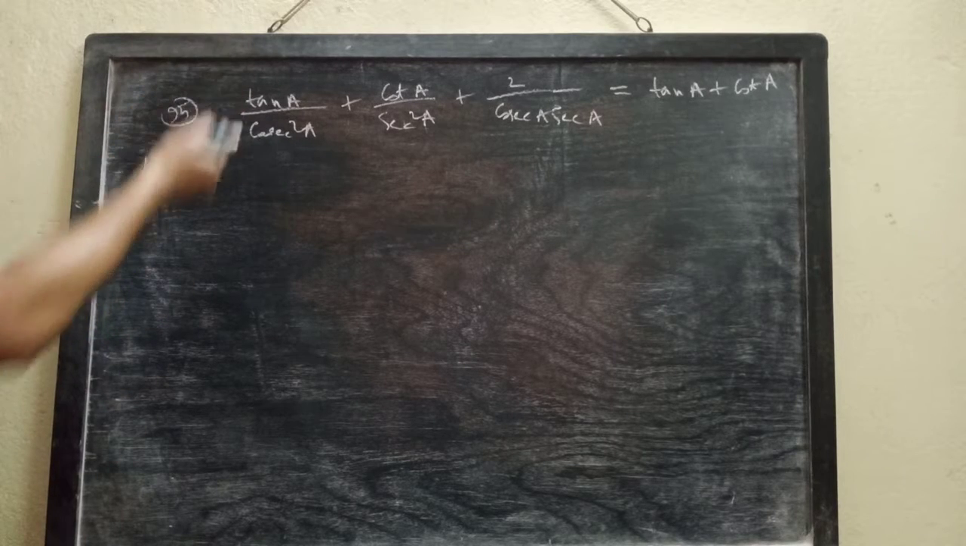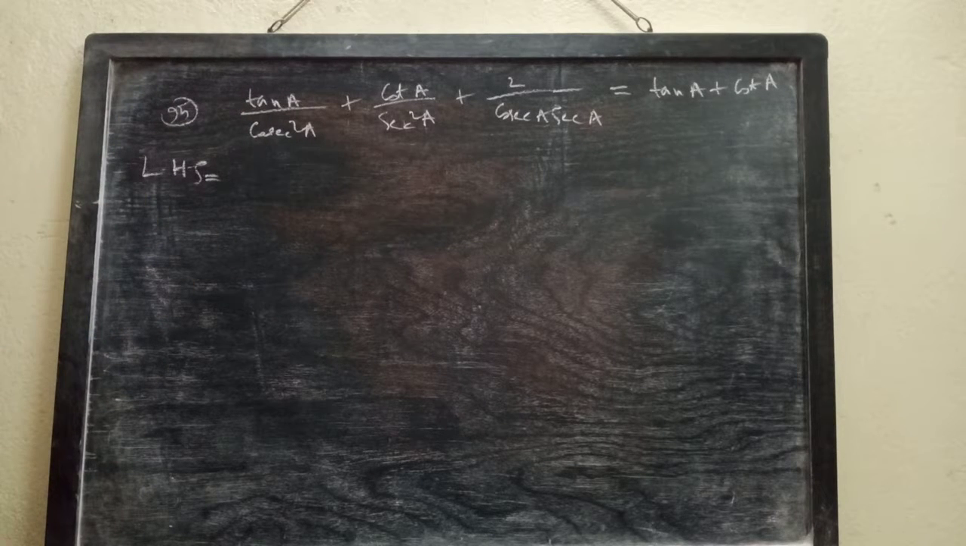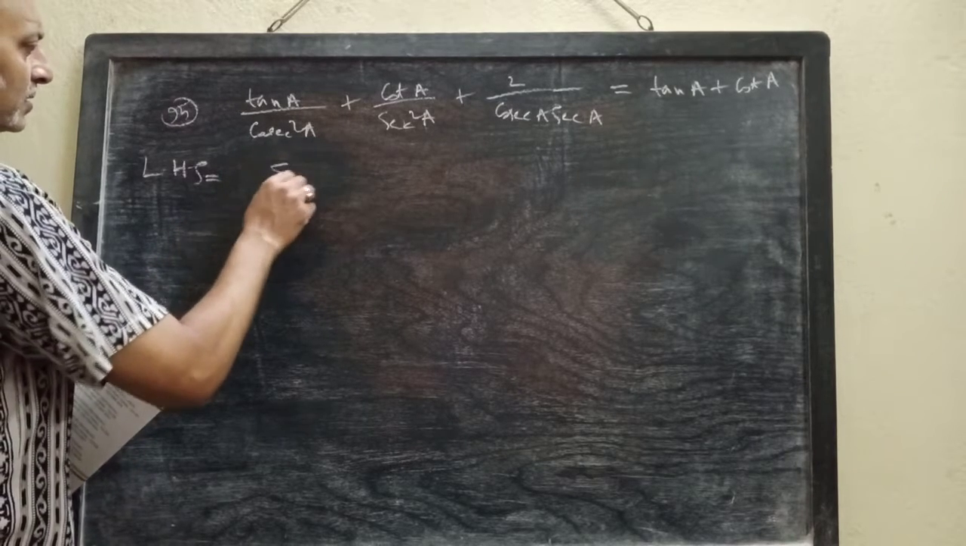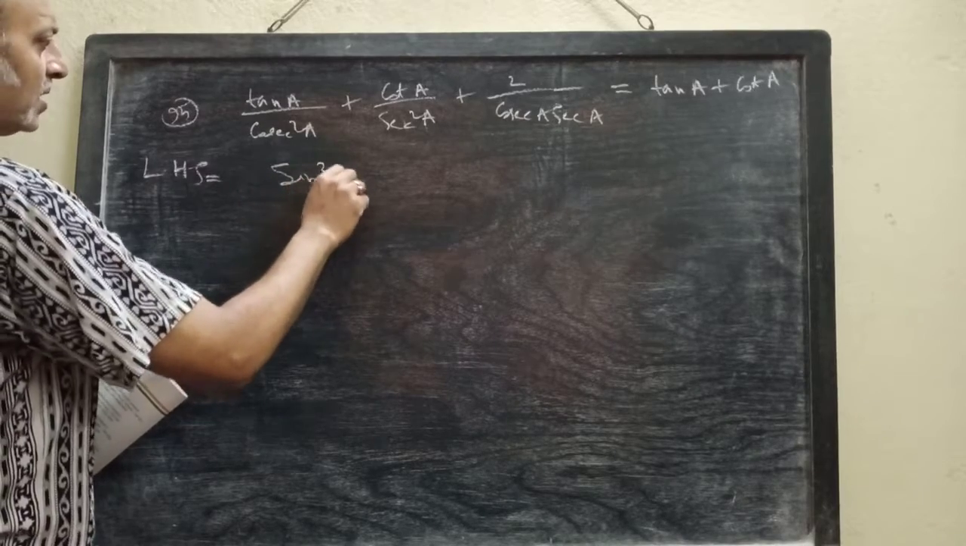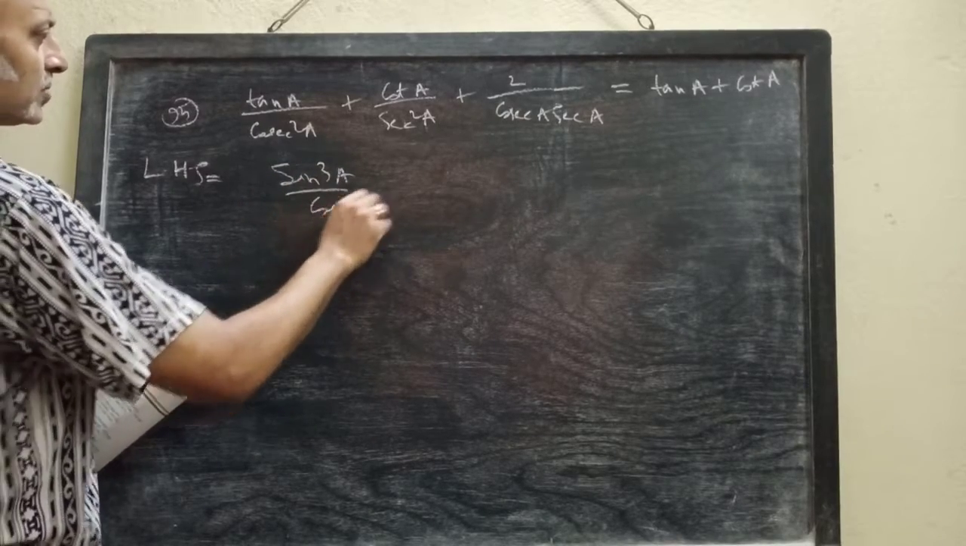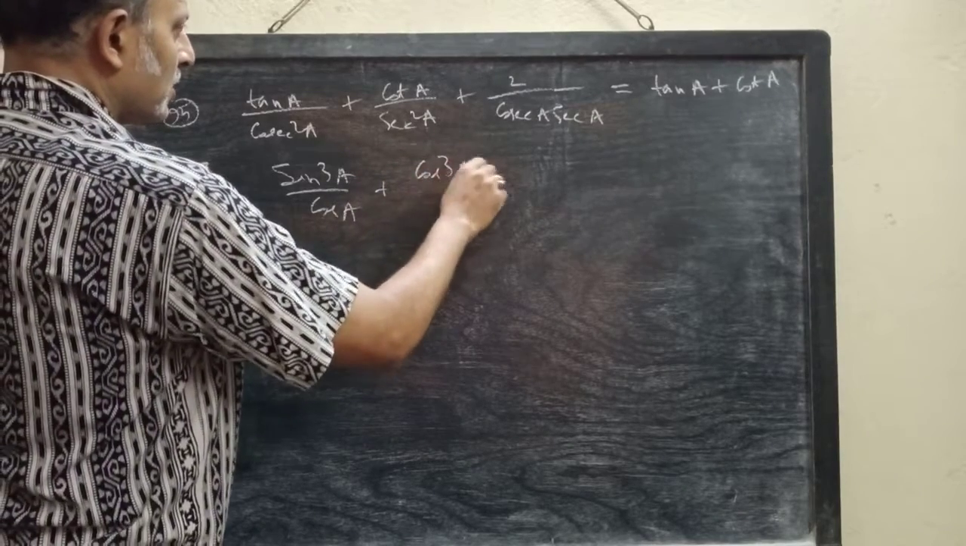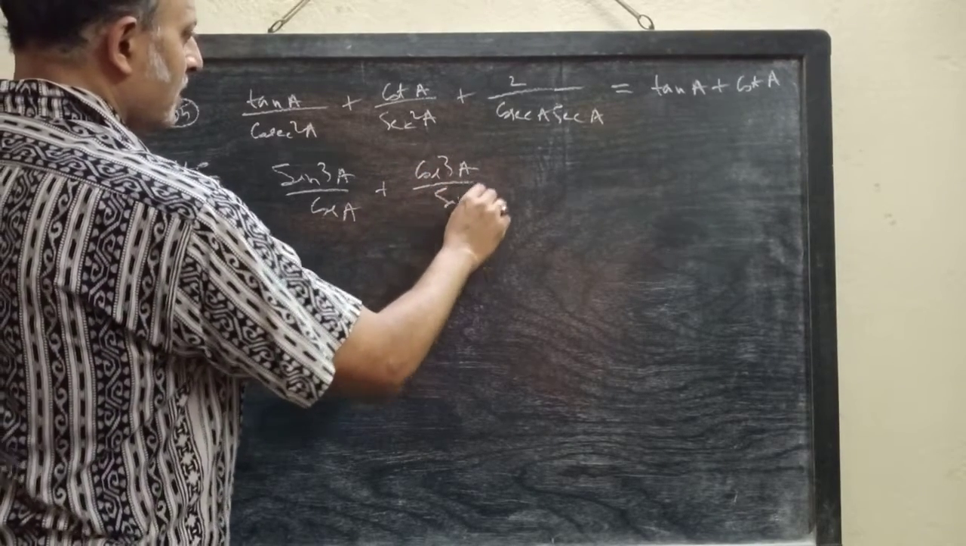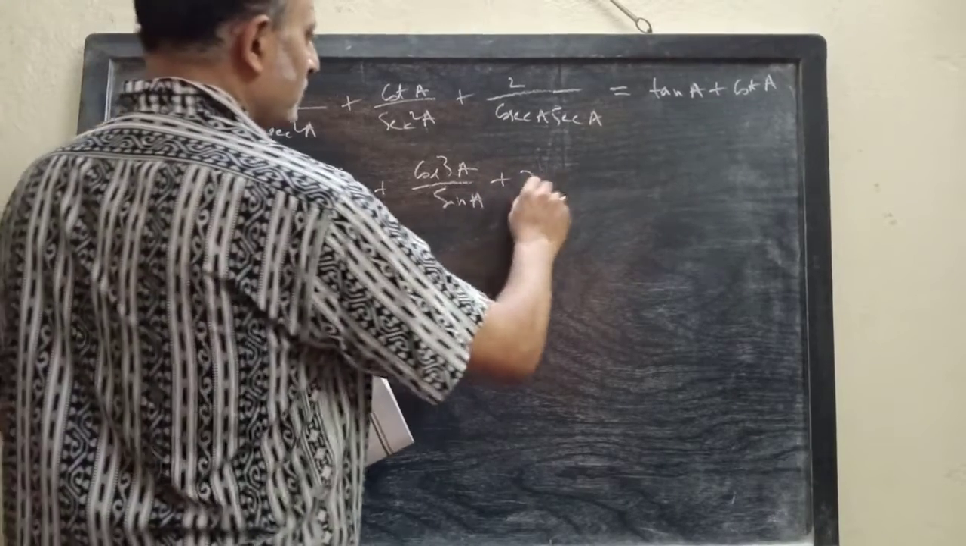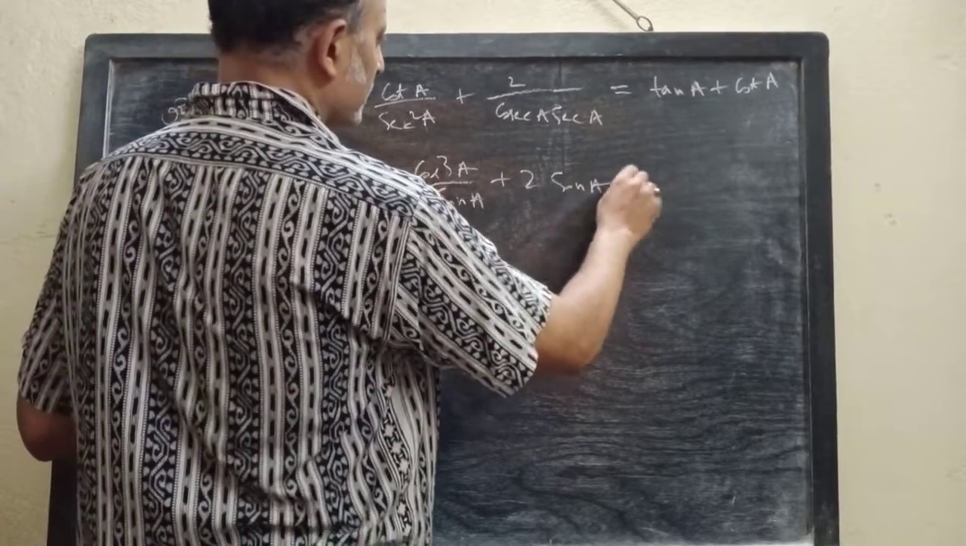Look, cosec square A when it goes upward becomes sin square A. Sin square into tan A, that means sin A by cos A, so you can write it as sin cube A by cos A. Similarly, here you can write it as cos cube A by sin A. And here it becomes 2 sin A cos A.